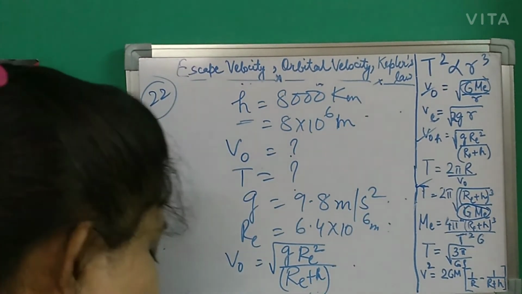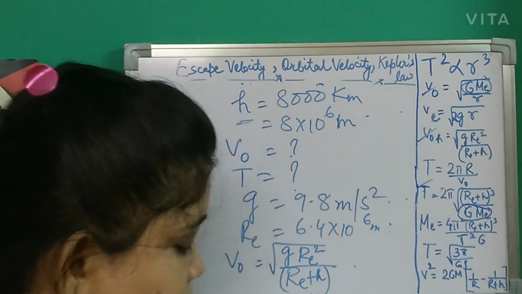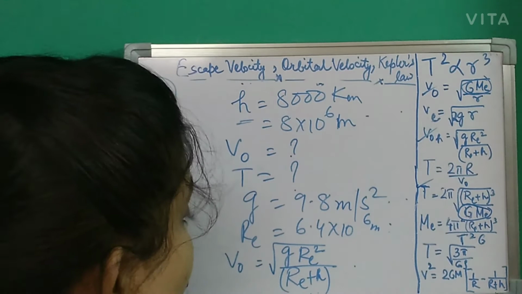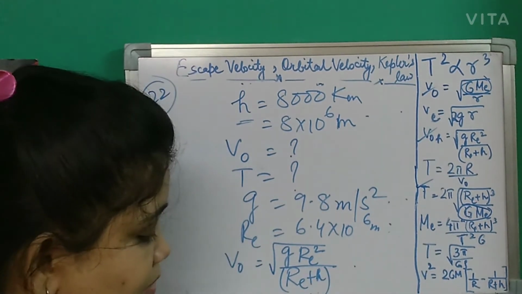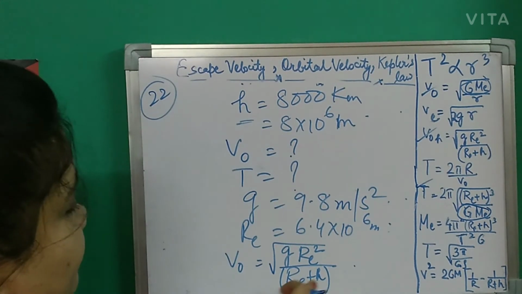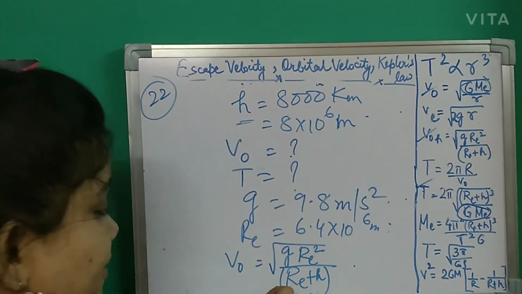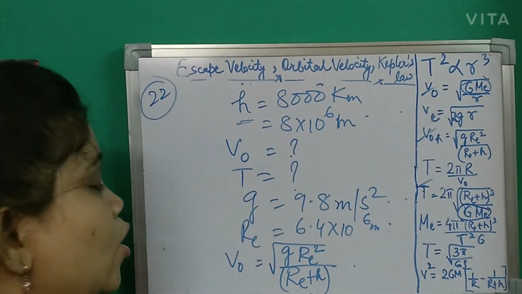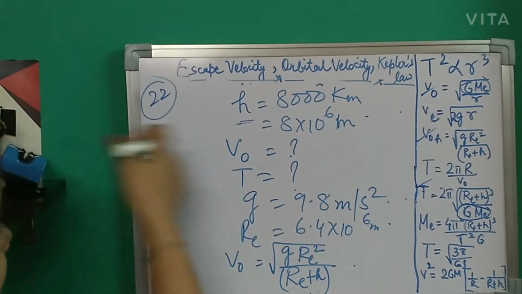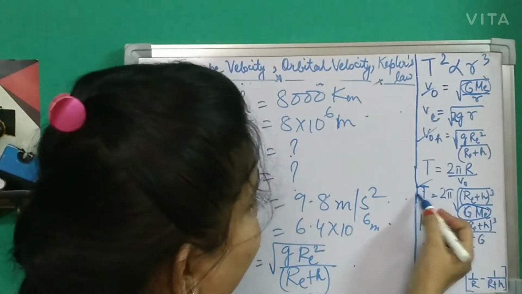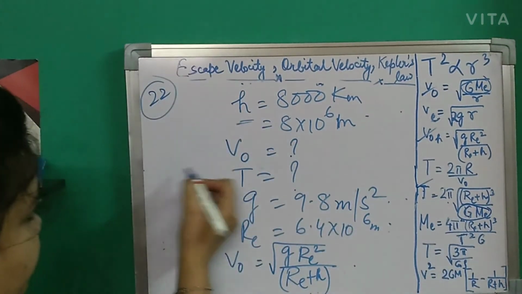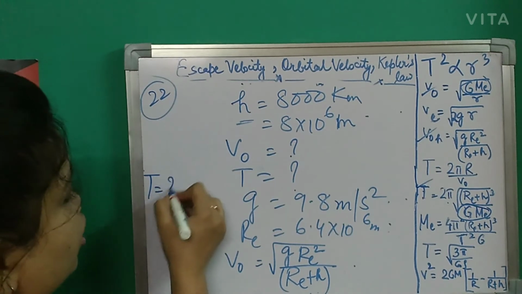What have they asked? With what speed should this satellite be projected in the orbit? You have to find out with what speed it should be projected. So RE plus H whole square, you calculate it, and you get the orbital velocity. Next, what have they asked? Time period. So obviously, time period T is equal to 2 pi root over of this. So put it over there.